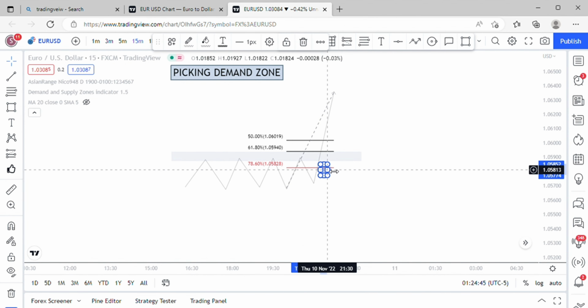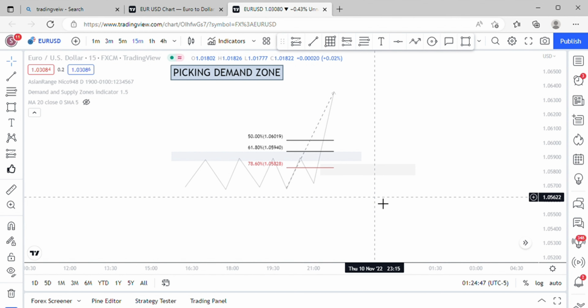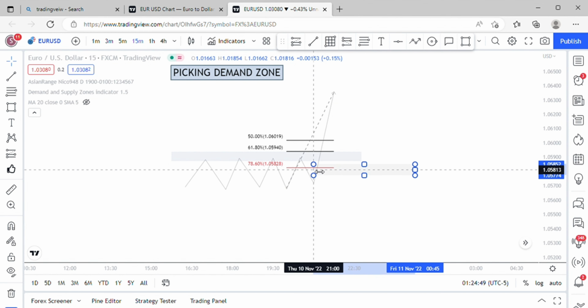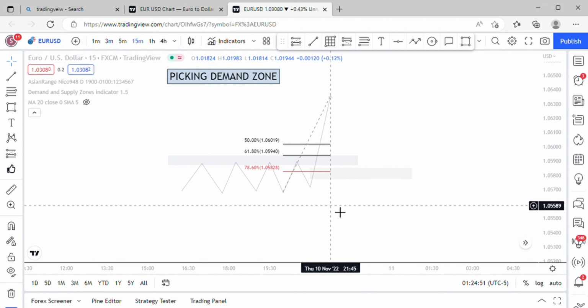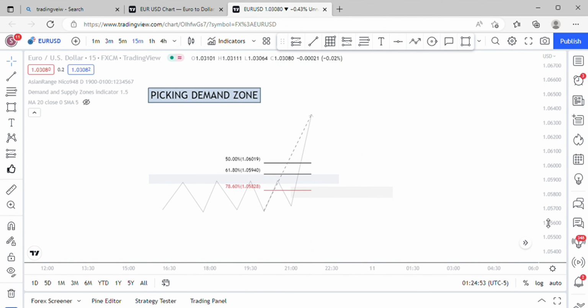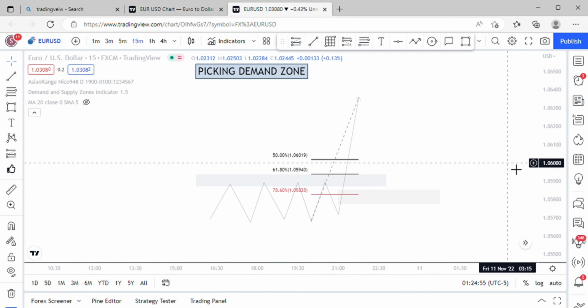We will not pick our demand zone above 61% because it's against our strategy.